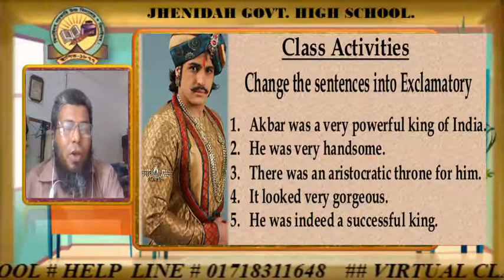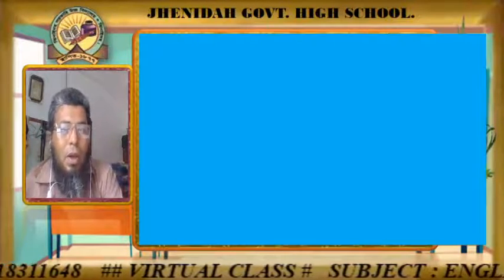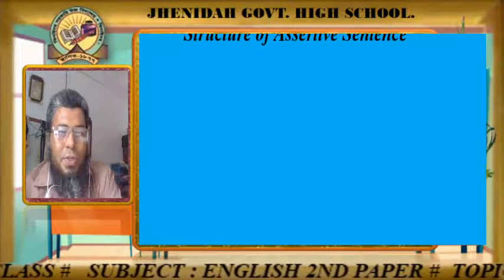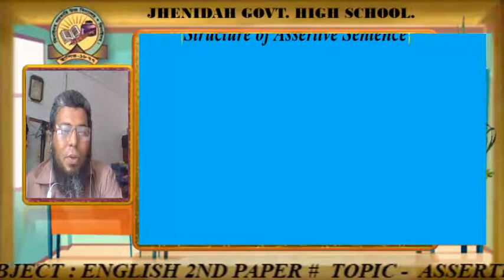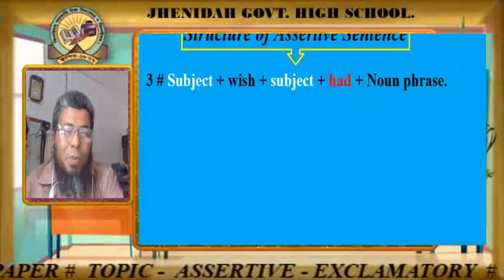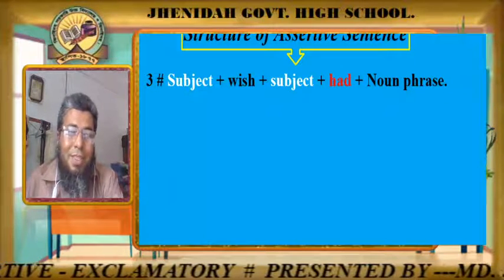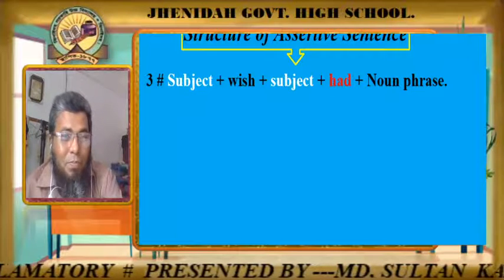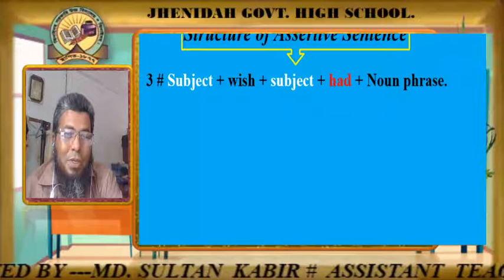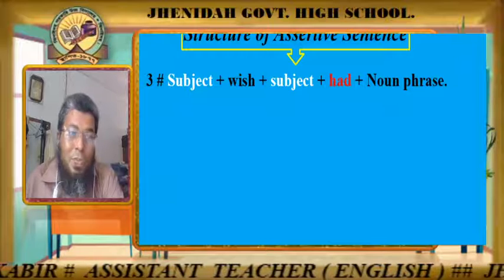I hope you have done well. Okay, now there is another structure of assertive sentence. Okay, look at the structure. Here subject plus wish plus subject plus had plus noun phrase. Okay, the two subjects must be the same one. That's why the two subjects are in white color. So then look at subject plus wish.